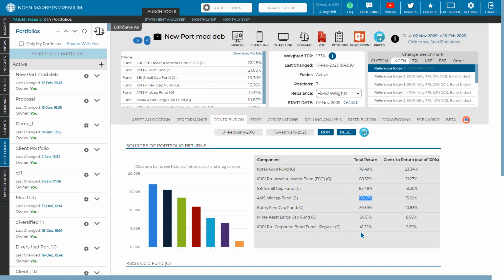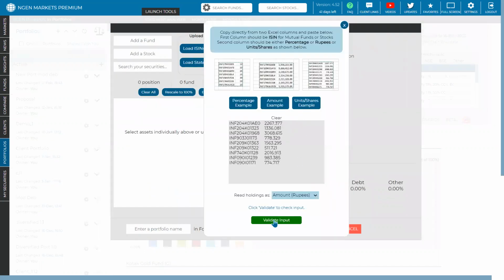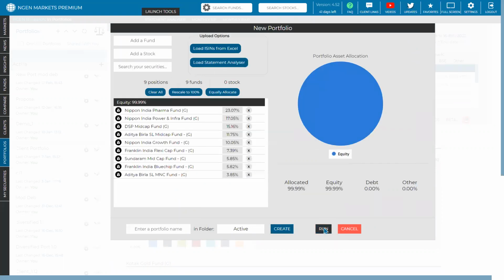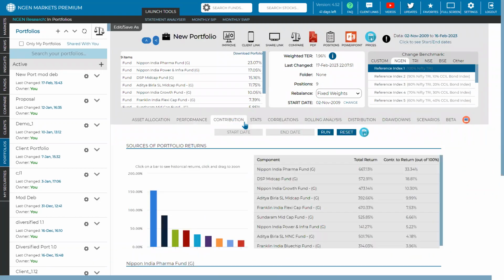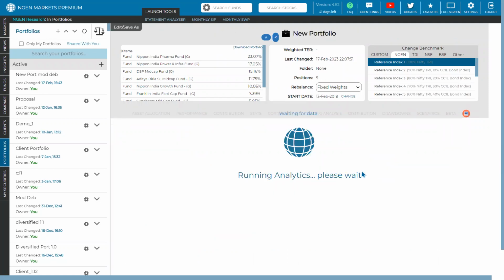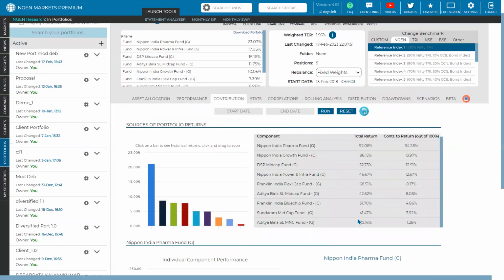And then you mentioned two mid-cap funds, Birla and Sundaram. How to compare, or rather choose one? Sure. Once you run this portfolio and go to the contribution here, you can follow a similar process. Let's say we take the last 5 years and run the contribution analysis. And here, when you see the Aditya Birla and Sundaram, right?